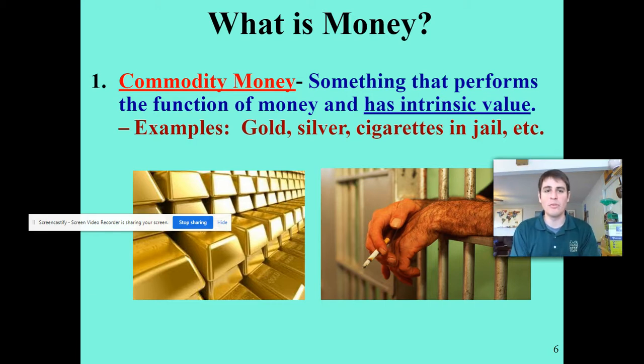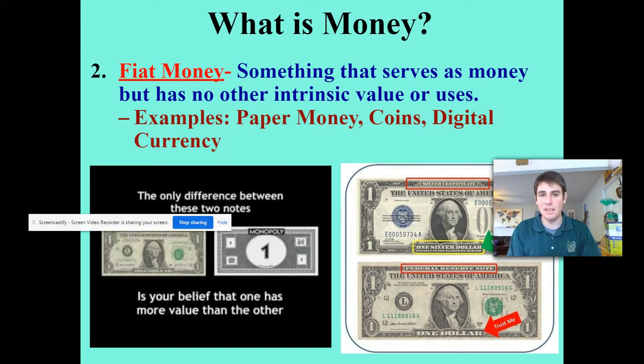Gold is an example of commodity money. It is nice to look at. It's shiny. It can be smelted down to make other products. Gold is a commodity that is worth something, right? That people want. On the flip side of that, you've got fiat money.